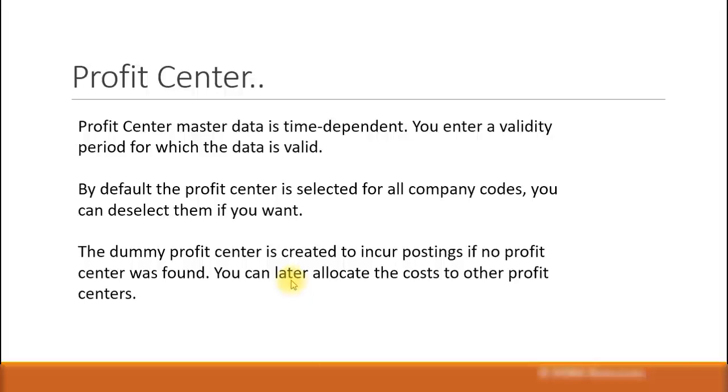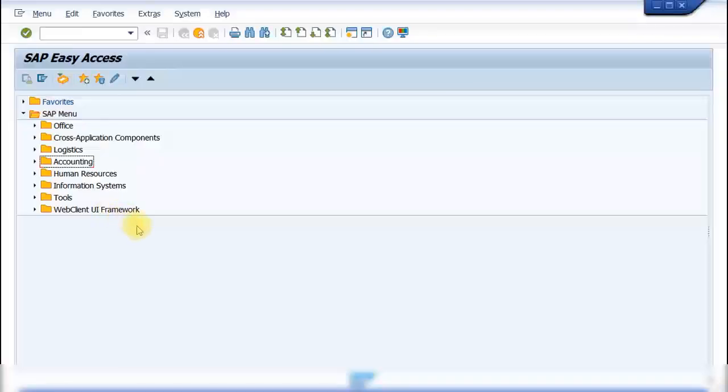Just in case some accounts are not assigned to a profit center, they will go to the dummy profit center, and then later you can assign them from the dummy profit center to the correct profit centers. Now let's look at creating a profit center in the system.